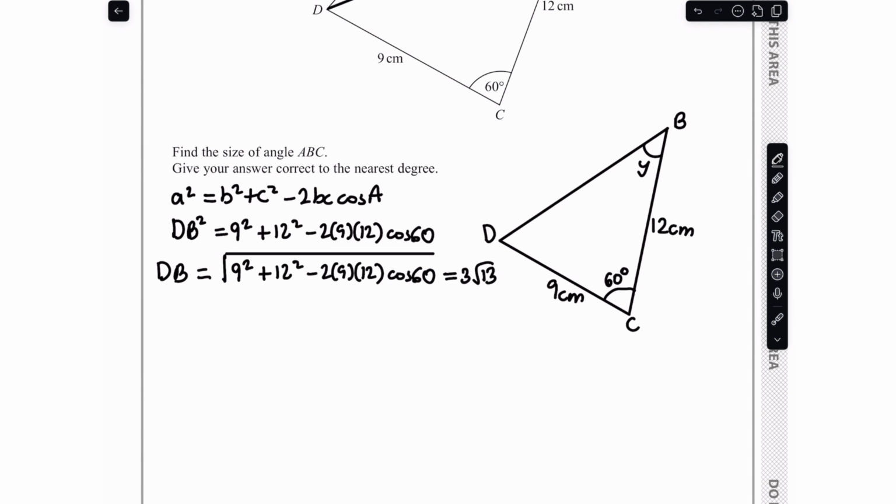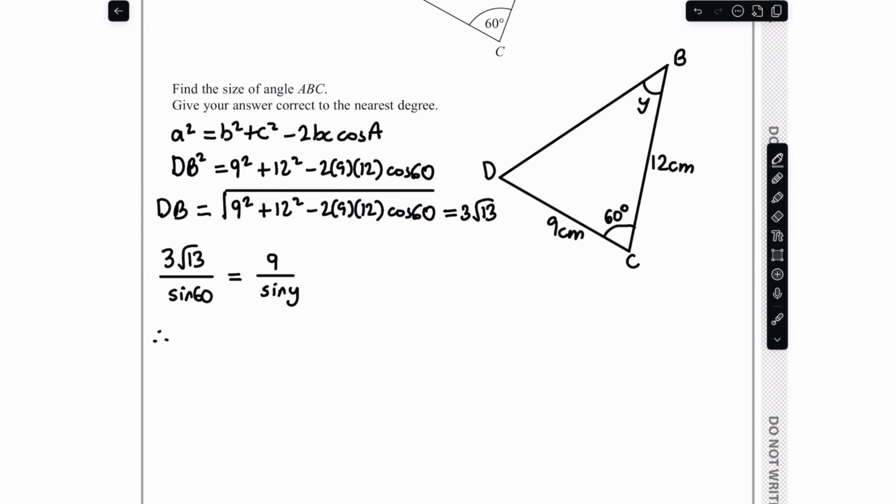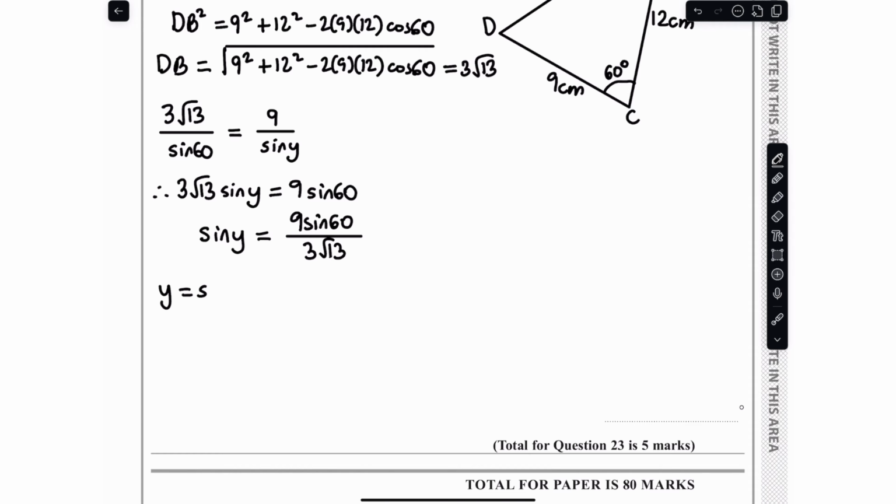And now that we have the value of DB, we can obtain the value of y using the sine rule. So 3√13 over sin 60 equals 9 over sin y. Therefore, by cross multiplying, we have 3√13 times sin y equals 9 sin 60. So sin y equals 9 sin 60 all over 3√13. So y equals sine inverse of 9 sin 60 all over 3√13.